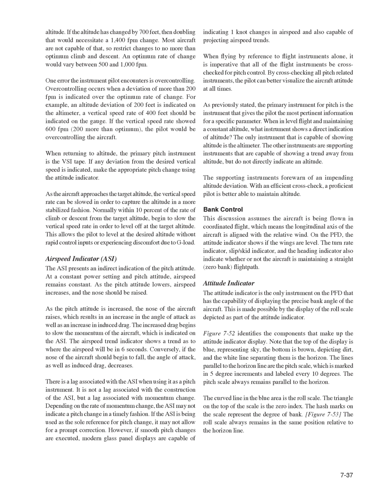Bank control. This discussion assumes the aircraft is being flown in coordinated flight, which means the longitudinal axis of the aircraft is aligned with the relative wind. On the PFD, the attitude indicator shows if the wings are level. The turn rate indicator, slip/skid indicator, and the heading indicator also indicate whether or not the aircraft is maintaining a straight, zero-bank flight path.